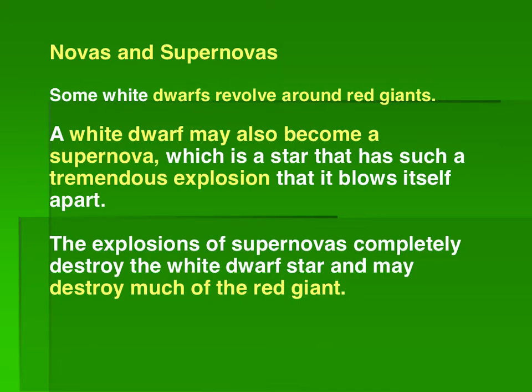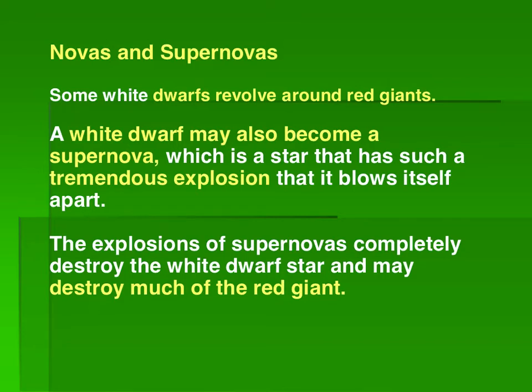It's an incredible release of energy. When we see a supernova here on Earth, we're seeing something that happened a long time ago. We're seeing the remnants of it, because that light travels. Remember, the speed of light is really fast, but it takes a long time for that light to get here. It's so far away.